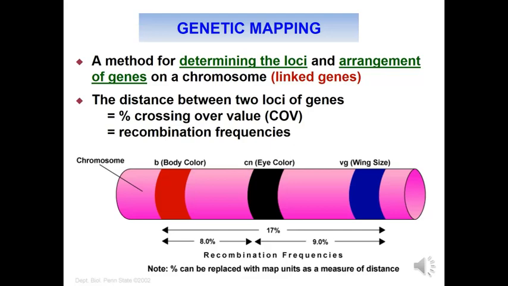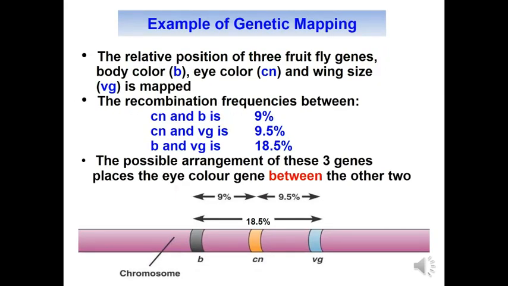The distance between any two loci of a gene is known as percentage of crossing over value, or COV, also known as recombination frequencies. The percentage symbol may also be replaced with map unit as a measure of distance. This is an example of genetic mapping of 3 fruit fly genes: body color, eye color, and wing size. The recombination frequency between the genes are shown here. Eye color and body color is 9%, eye color and wing size is 9.5%, and body color and wing size is 18.5%. By using this value, the possible arrangement of these 3 genes places eye color between the other 2.